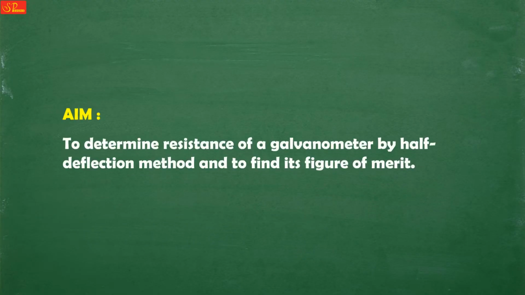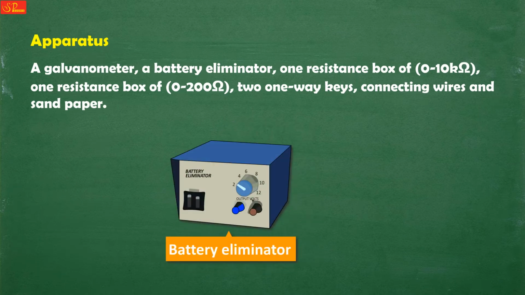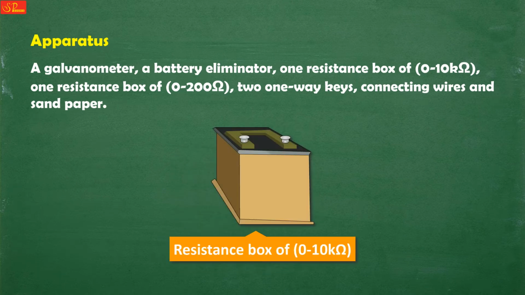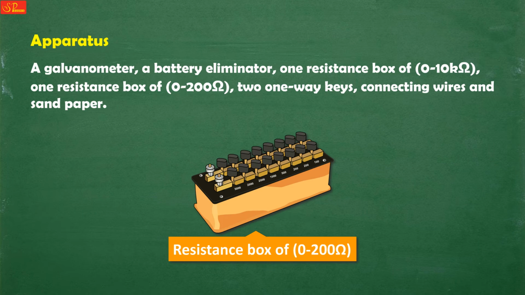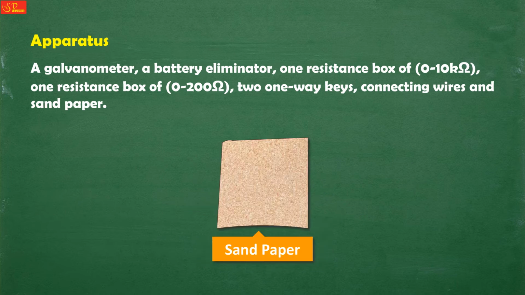Experiment 6. Aim: to determine the resistance of a galvanometer by half deflection method and to find its figure of merit. Apparatus: a galvanometer, a battery eliminator, one resistance box of 0 to 10k ohm, one resistance box of 0 to 200 ohm, two one-way keys, connecting wires and sandpaper.